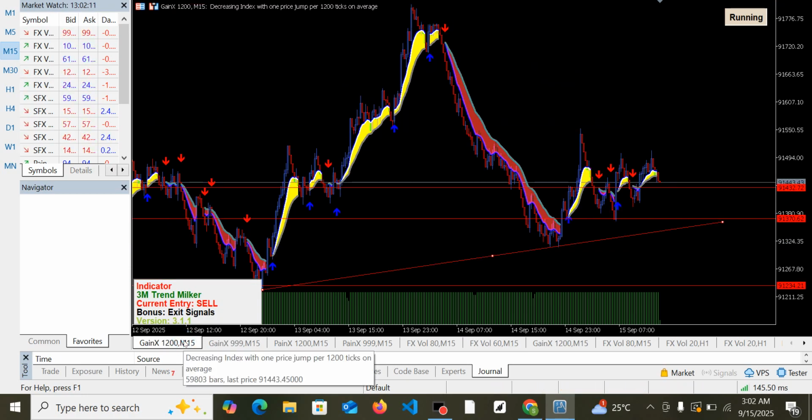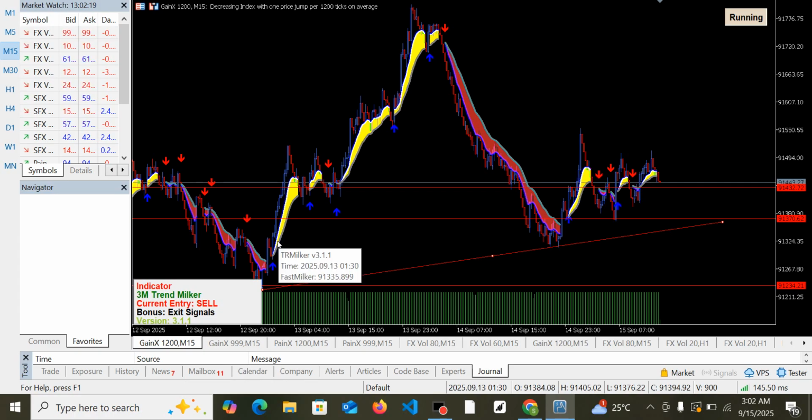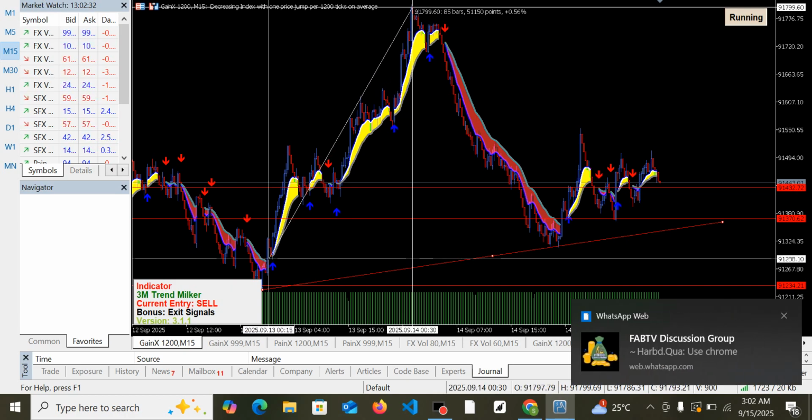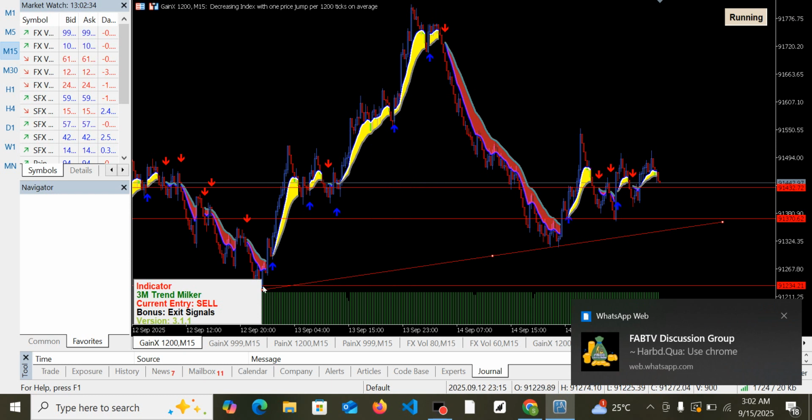Okay, let's go to GainX 1200. GainX 1200 also obeyed the trend trading strategy. Right from here, it started an uptrend. Okay, you can see the yellow color, and of course, it's bought till it got to this region. Okay, and that is spikes trading around there. You can imagine you trading spikes from here to this very end. That's so amazing.